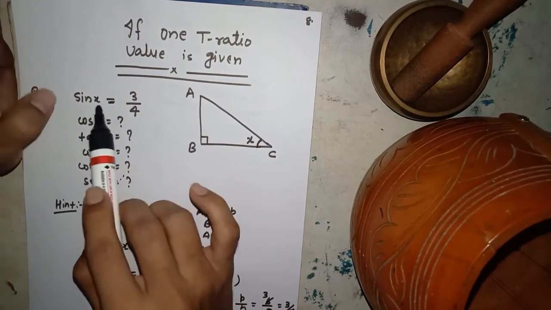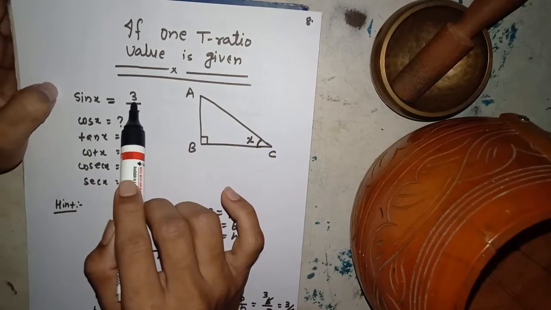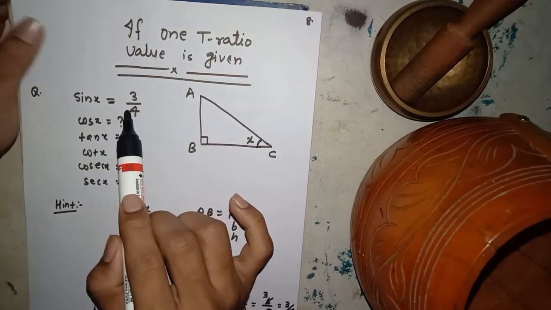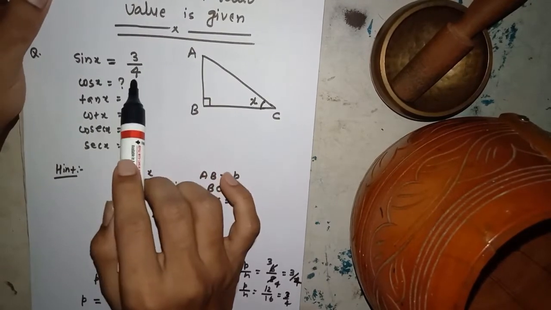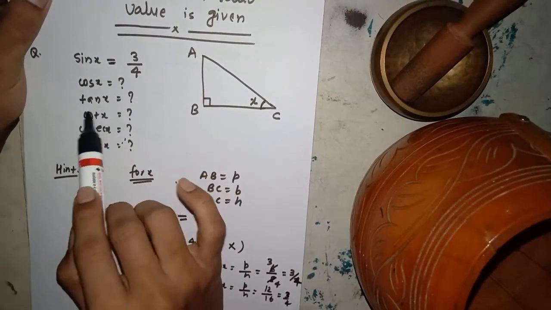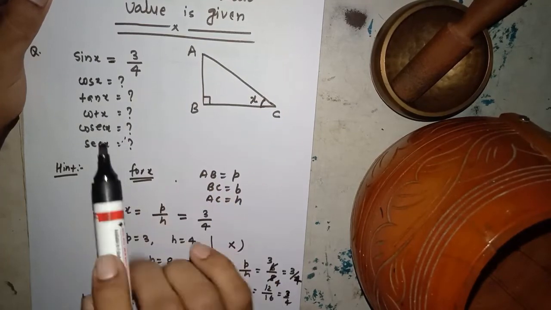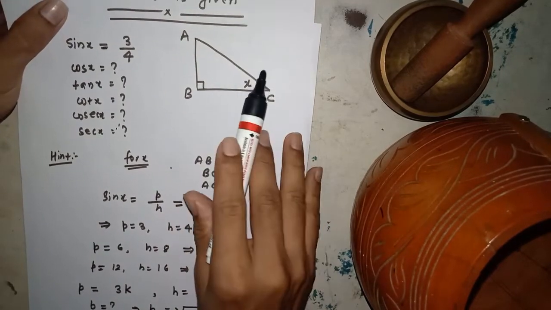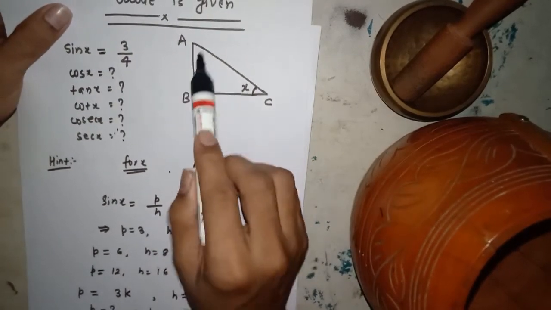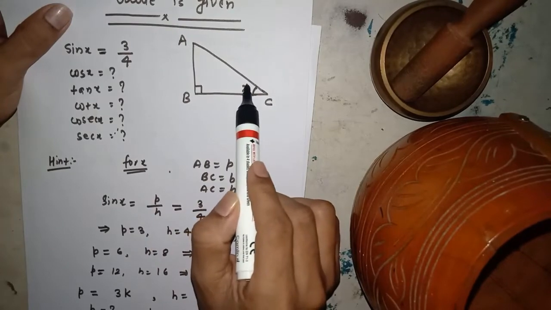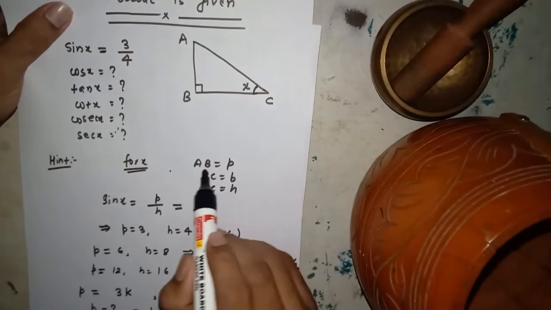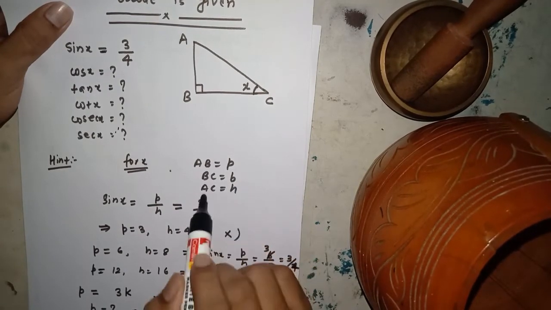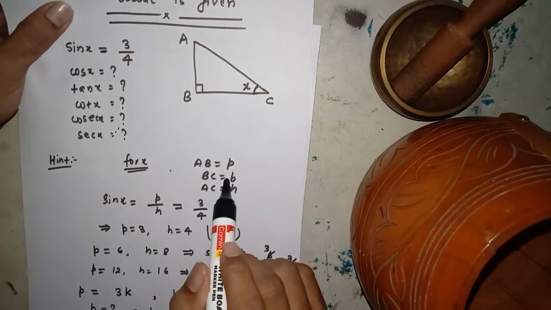Here I am just discussing, if one ratio is given, then how can we find the other 5 ratios values? So if sin x is 3 by 4, how can you find cos x, tan x, cot x, cosec x, and sec x? So I have drawn a figure here, right angle triangle at B, and this angle is x. So for x we can say AB is P and BC is B and AC is H. Yes or no?